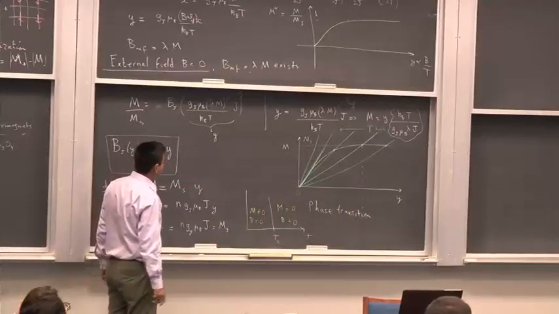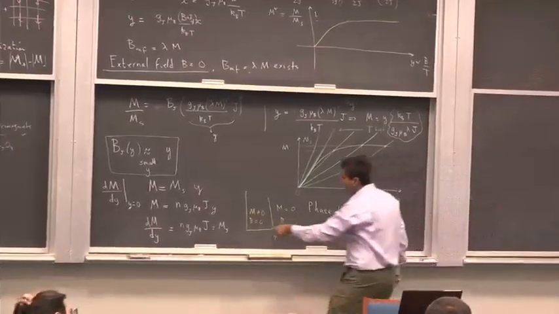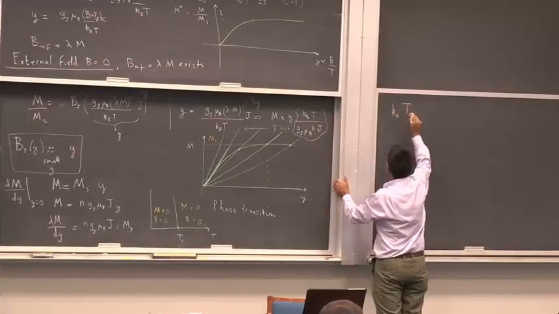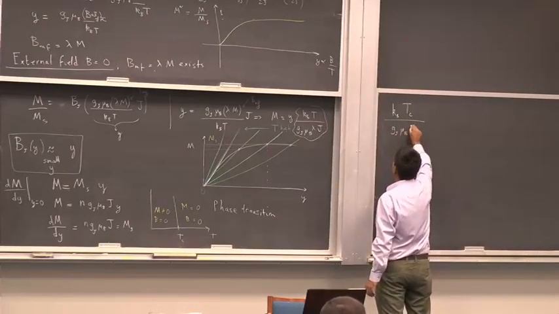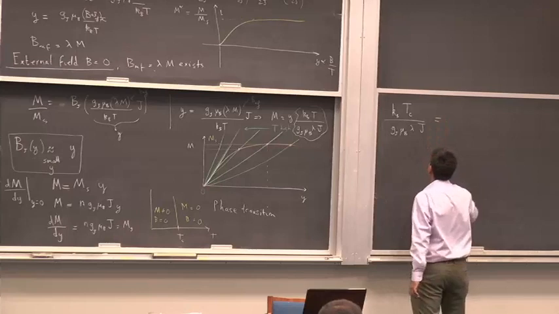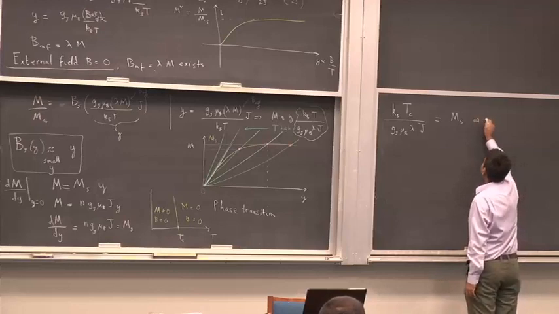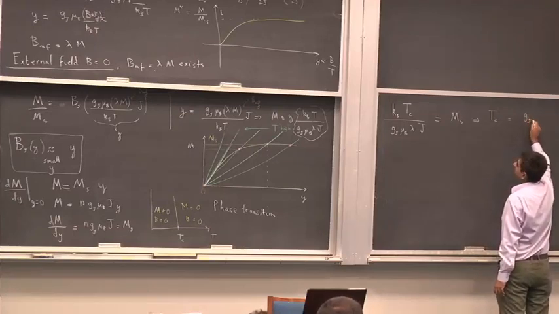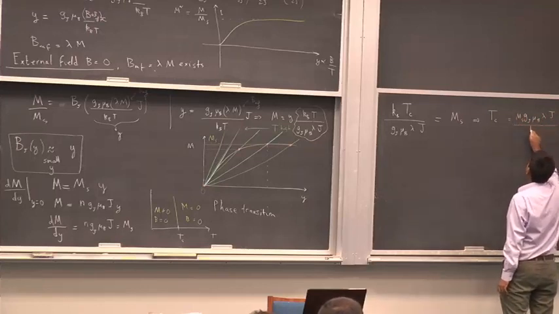So the critical point is reached when the slope of the green line equals this slope, which means that this term over here, Kb T, where T is some critical temperature, over Gj mu b, the molecular field constant lambda J, equals Ms, which means that my Tc equals Gj mu b lambda J Ms over Kb.